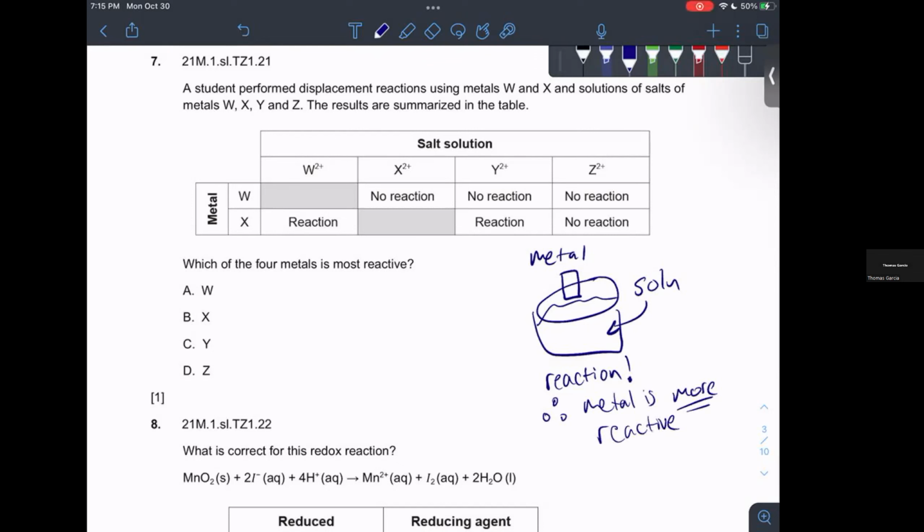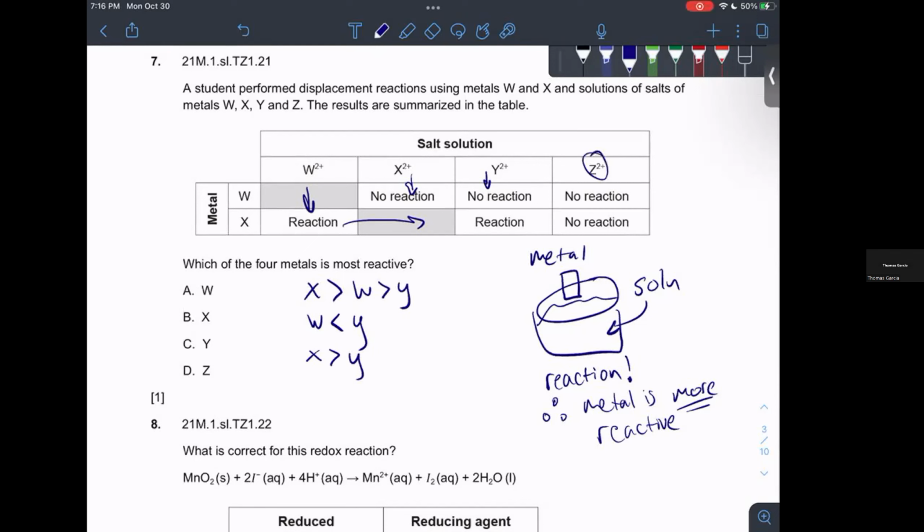All right, so if we just look at this table, we see that X has a reaction in the W. Therefore, X is more reactive than W. This second table where we have no reaction shows us the same thing. X is more reactive than W. And the third one, W does not have a reaction in Y. Therefore, W is less reactive than Y. But X, again, has a reaction. Therefore, X is more reactive than Y, which makes sense because W is already less reactive. So we can just add it right there.